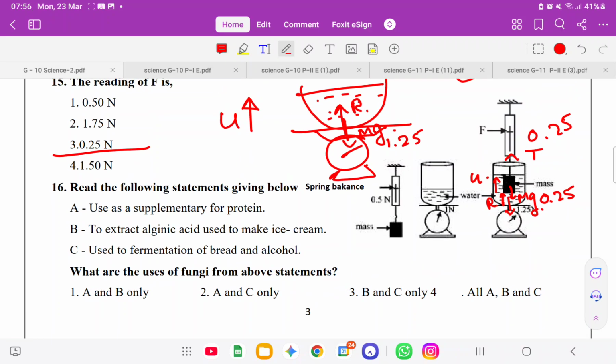That's much better. Read the following statements given below: used as a supplement for protein, to extract alginic acid, used to make ice cream, used for fermentation of bread and alcohol. What are the uses of fungi from the above statements? All three are uses of fungi.